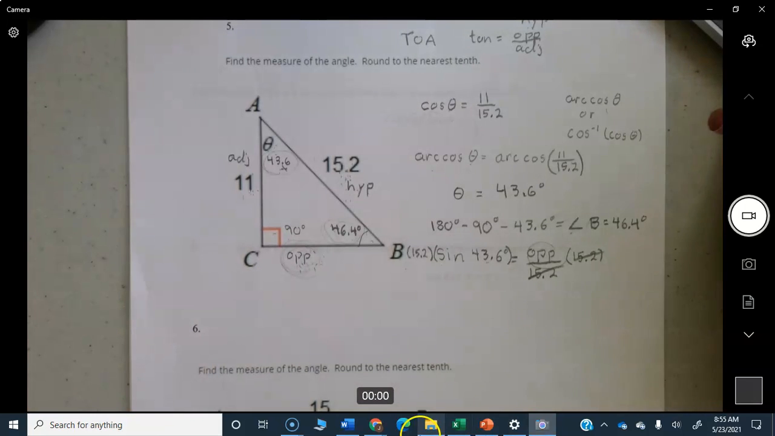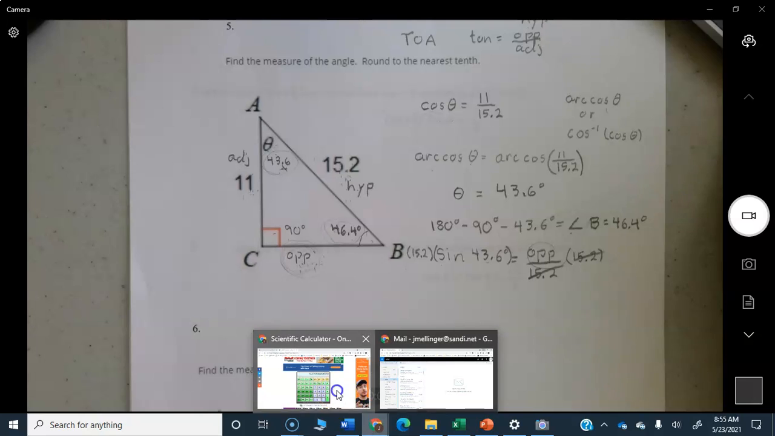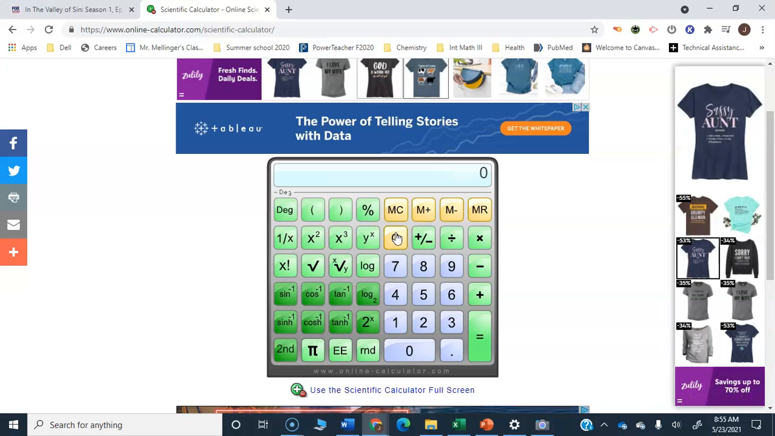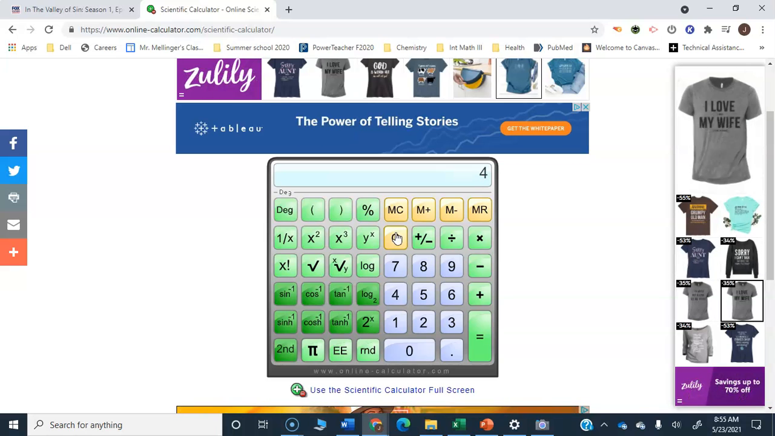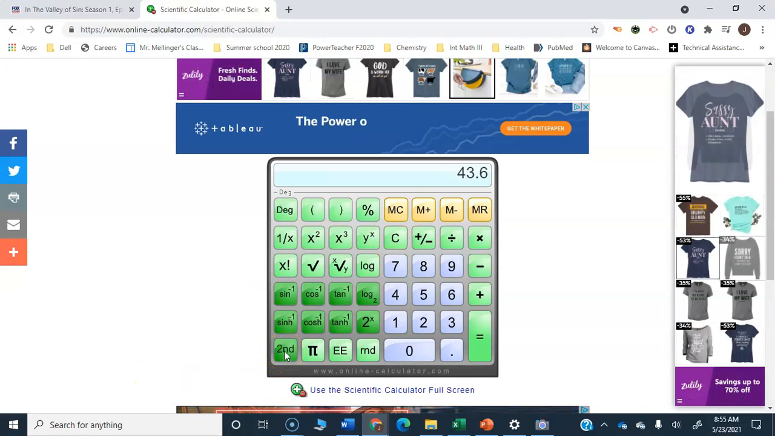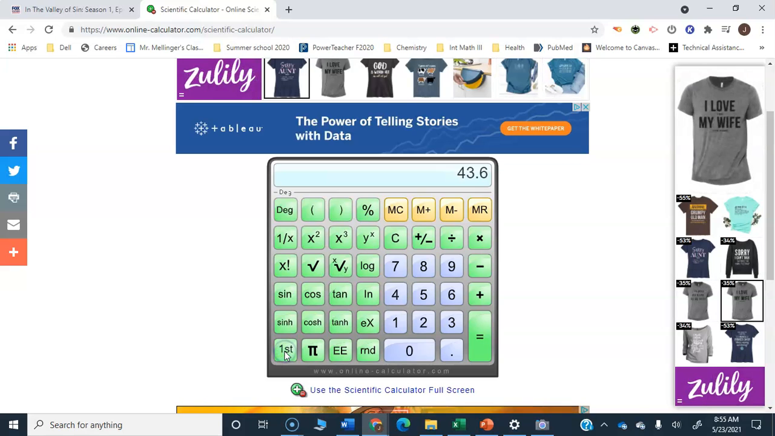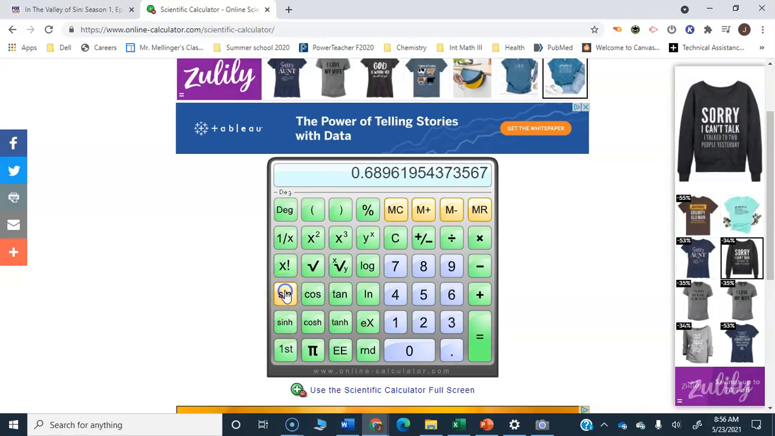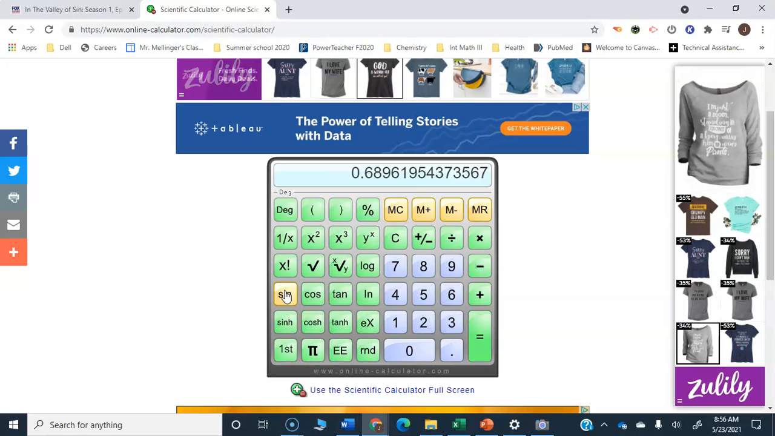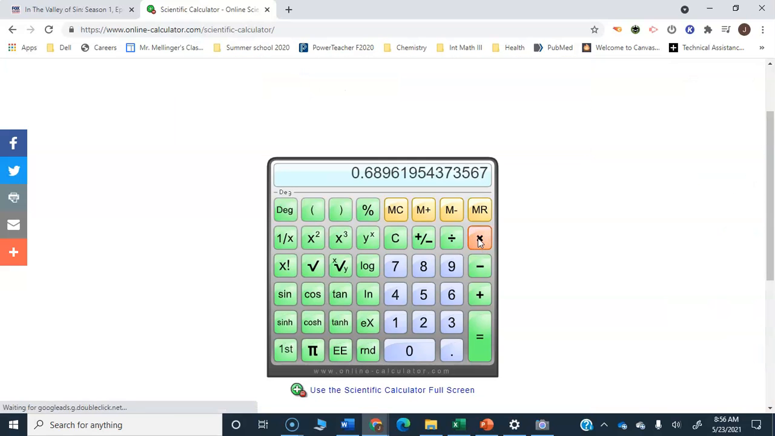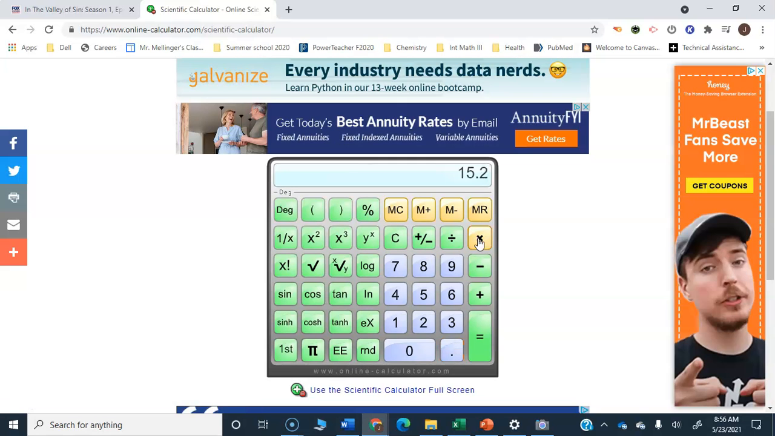Okay, so let's go back to the online calculator here. I'm going to clear it, and I'm going to enter 43.6. I'm now on the inverse functions here, so I hit the second down here in the lower left to go back to first, because I want to know the sine, not the arc sine or the inverse sine. So there's sine right there. So there we get 0.6896, and so on. Now we're going to multiply that times 15.2, and it gives us 10.48.